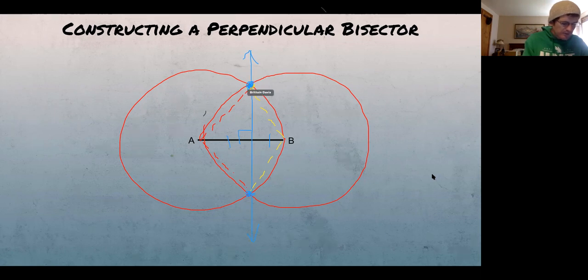So these 2 points in blue, I'll call them C and D, are going to be the same distance from A as they are from B. And that puts it right in the middle. And when I connect them, it creates a perfectly perpendicular line. So it's just basically as easy as the equilateral triangle and a very simple construction.